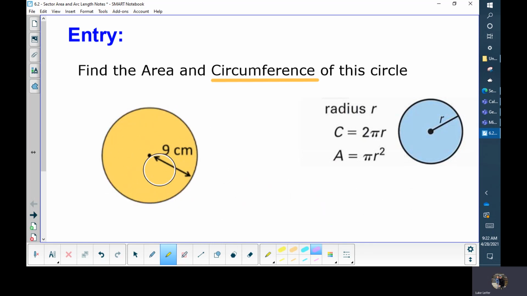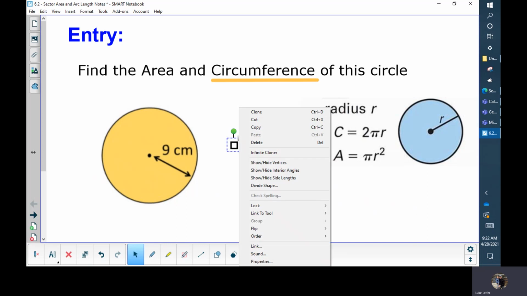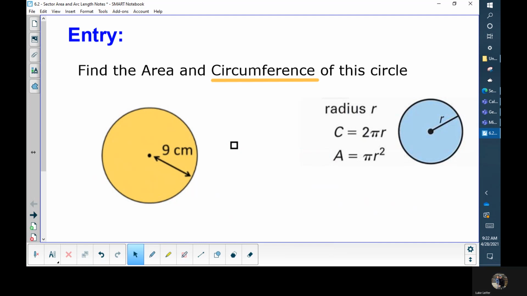Now, area. Area is two-dimensional. So not only do I want to go this way, I also want to go this way. And it's a lot about little boxes, basically. So 9 centimeters. If I take a little 1 centimeter by 1 centimeter box like this, what you're saying in area is how many of these little boxes fit into this circle. So let's make this an infinite cloner. Now I can just keep cloning. How many of these boxes fit into this circle?